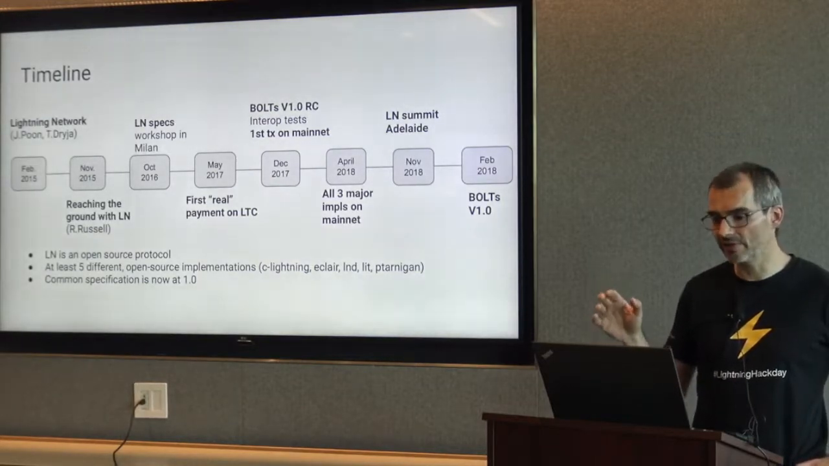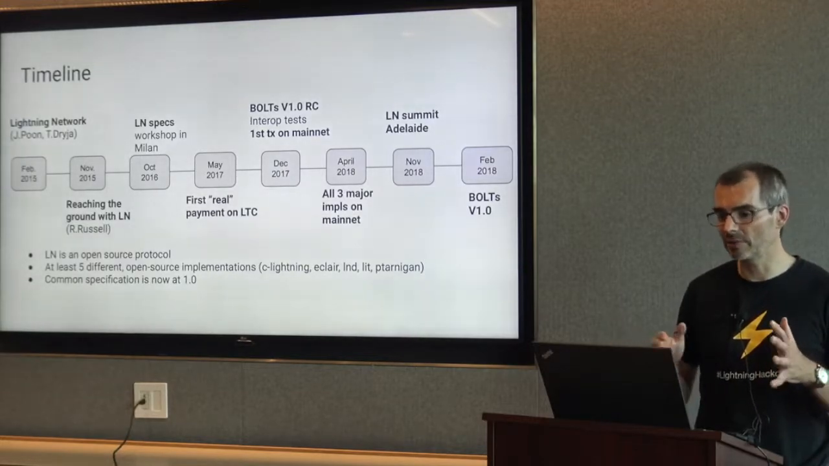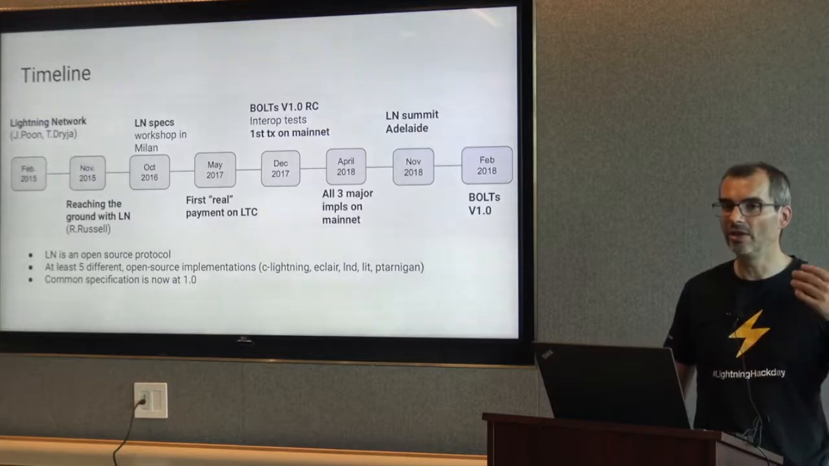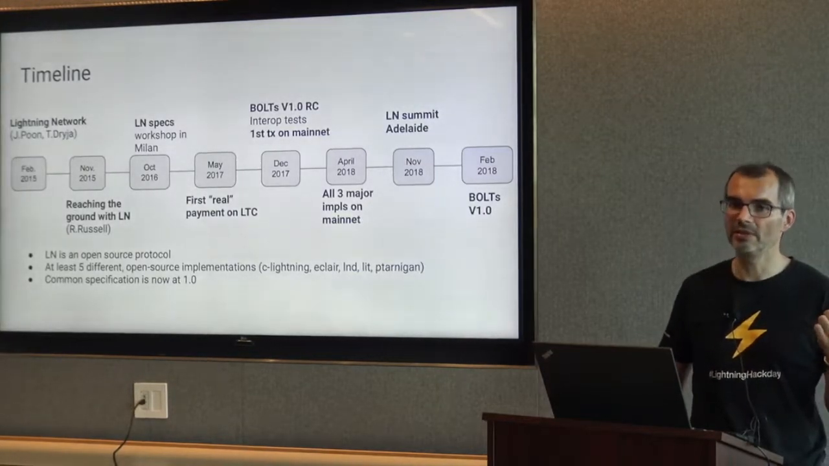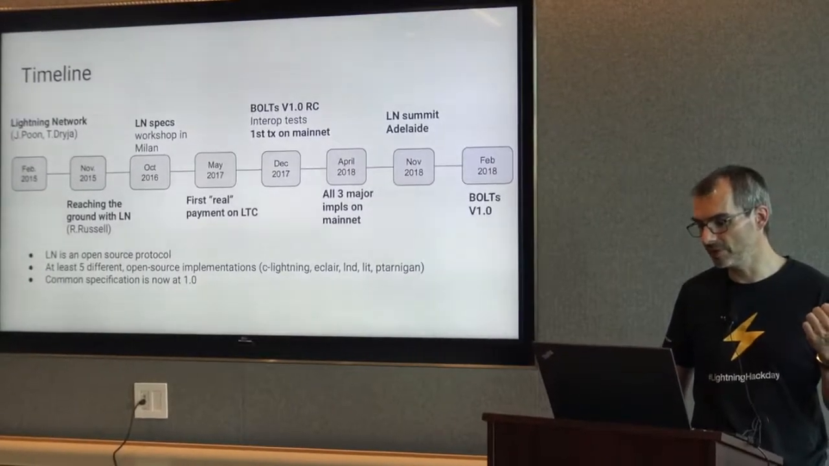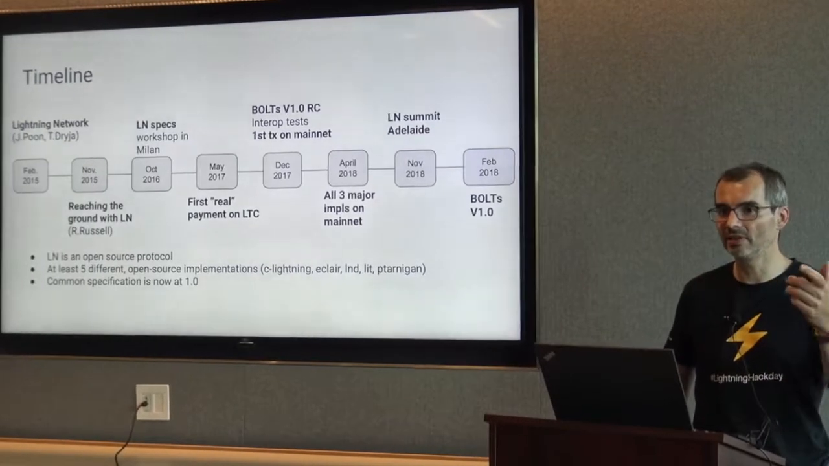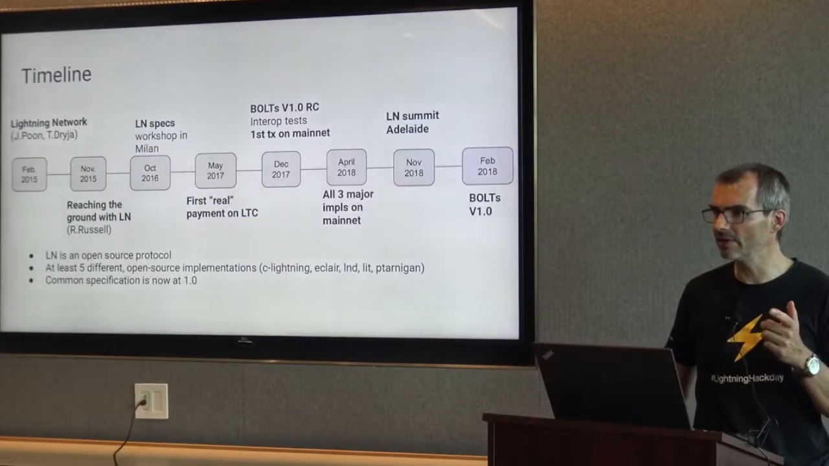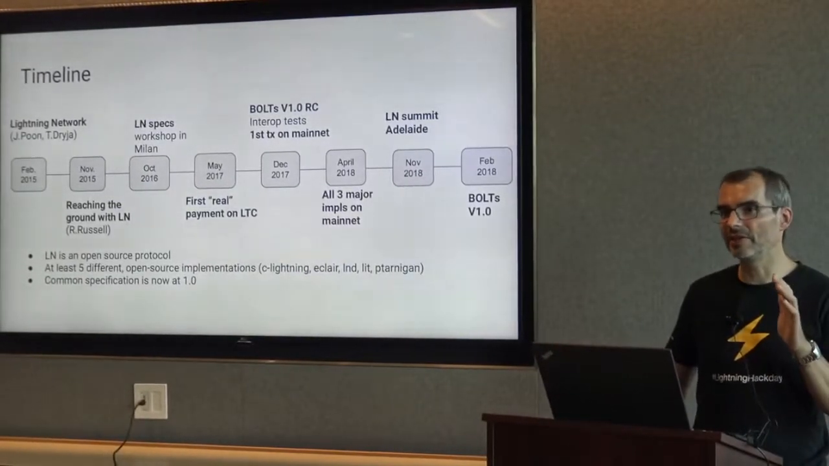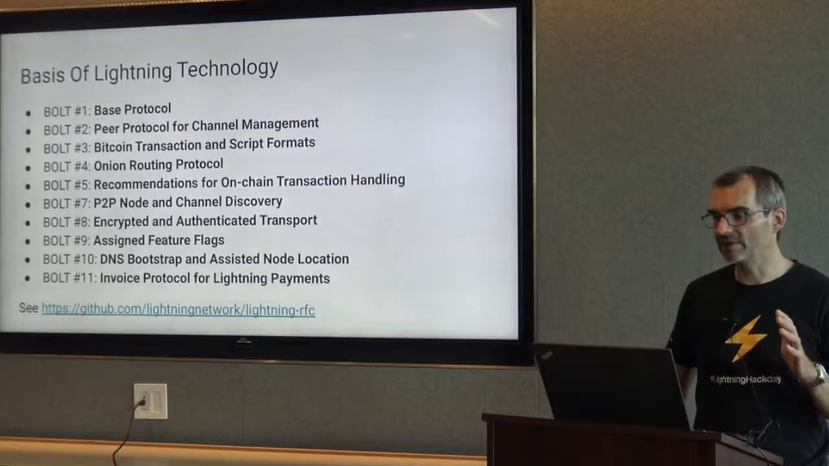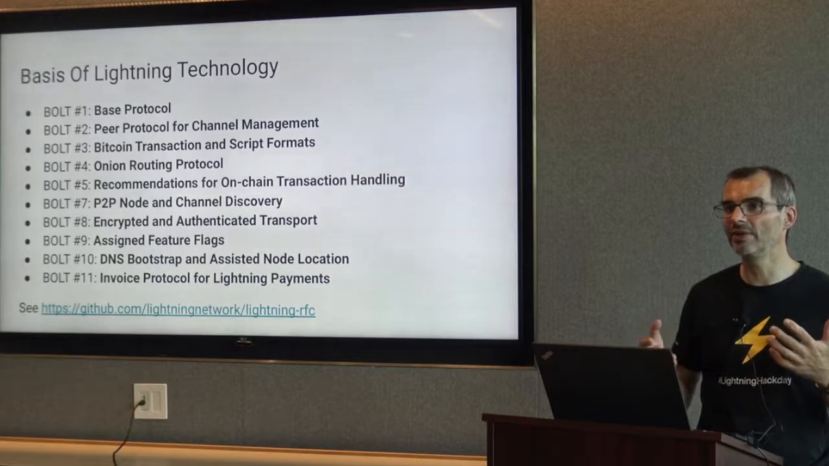You have 3 major implementations of Lightning that you can use and that are interoperable with each other, and you have new implementations being developed. There's a Japanese team, Nayuta, that has a C++ implementation. Electrum is working on a Python one. There's Lit at MIT, also in Golang, I think. Go. So what you have today is a spec that is at 1.0 that covers all the things you need to implement to run a Lightning node and connect to the network.